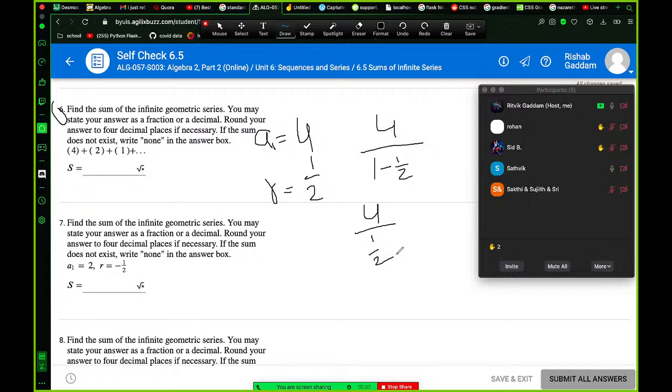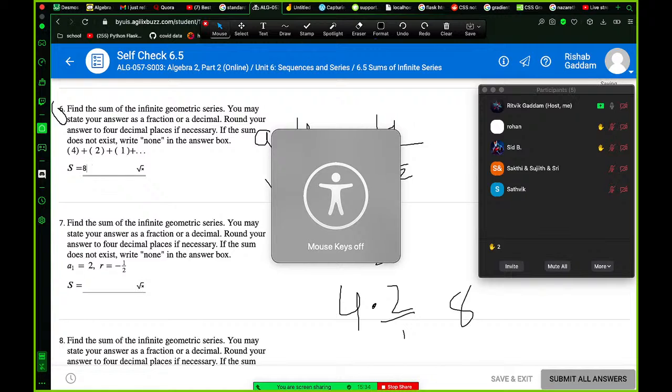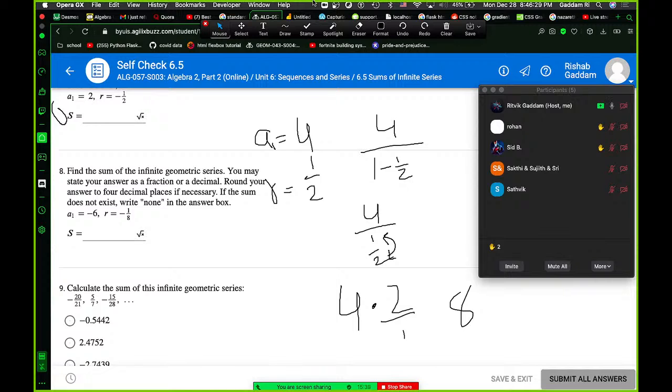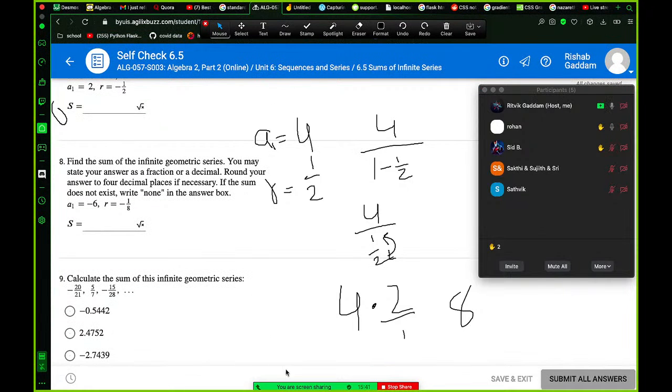The answer is 8, right? Yeah, good job. Yeah, it's 8. Okay, so that's because you have 4, and then you just flip this fraction around and multiply it to 4. So you have 4 times 2 over 1, which is 4 times 2, which is 8. So you have 8 as the answer. There we go, 8. And so, Rohan, you said you wanted to do number 8? Yeah, I want number 8.